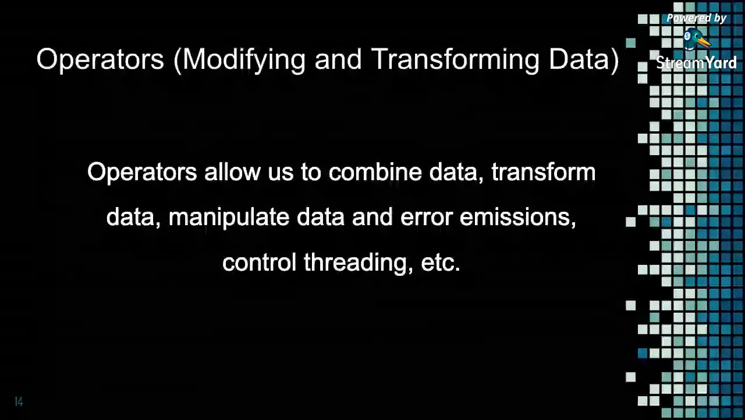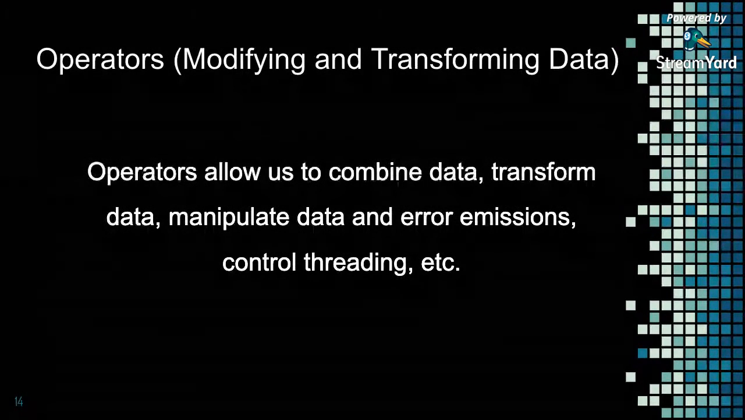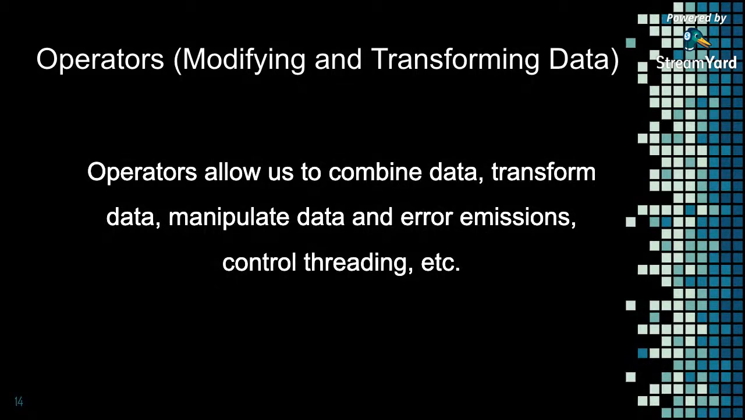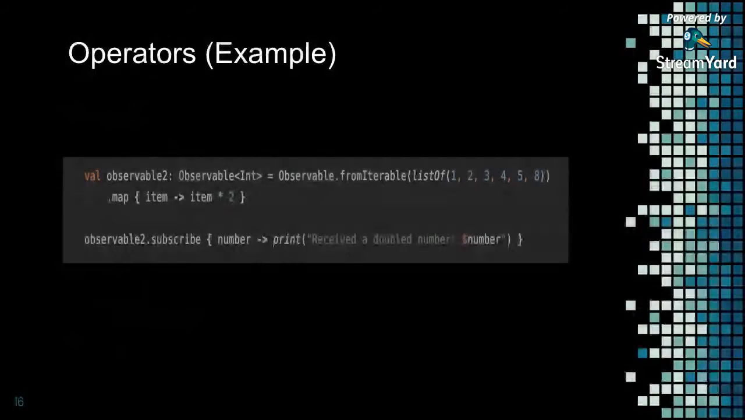Then we have operators. Let's think about reactive programming like a pipe. We have a data source, we have a data source listener, but we can modify the data along the pipe, or modify it in some way before it gets to the subscriber. There are lots of operators in RxJava2: map, flat map, zip, start with, and others.